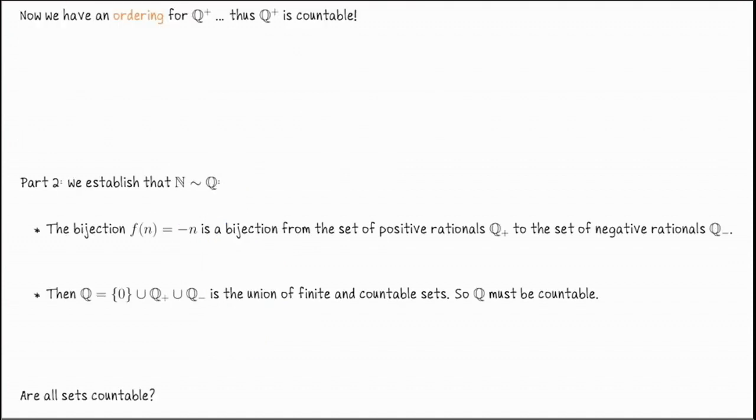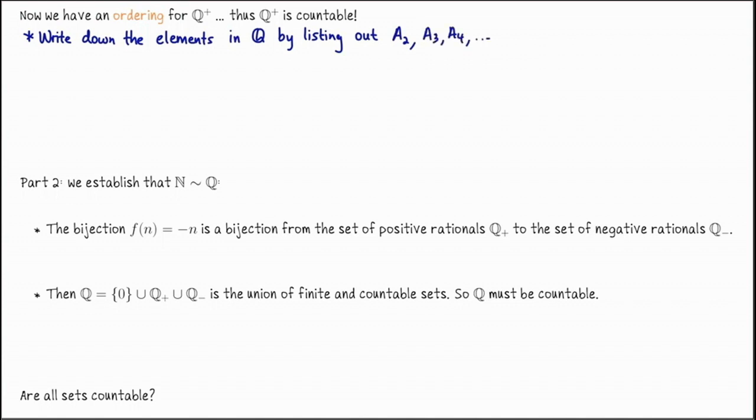Okay, so what's our ordering or our enumeration for the set of positive rational numbers? What we're going to do is write down the elements in Q by listing out A1, A2, etc. Actually, by listing out A2, A3, A4, since A1 was empty. Okay, so I claim the set of rational numbers can now be enumerated as first all of the elements in A sub 2, that was actually just 1 over 1. All of the elements in A sub 3, that was 1 over 2, 2 over 1.